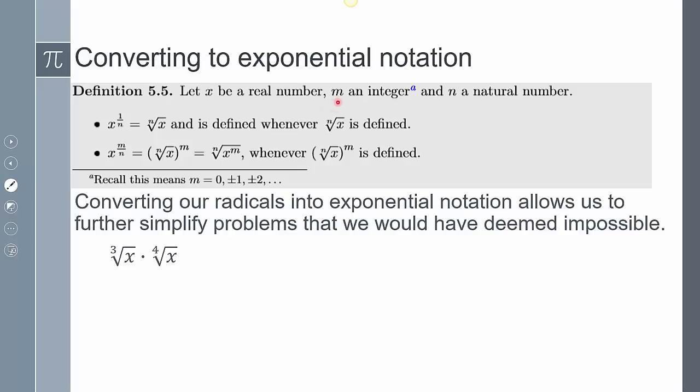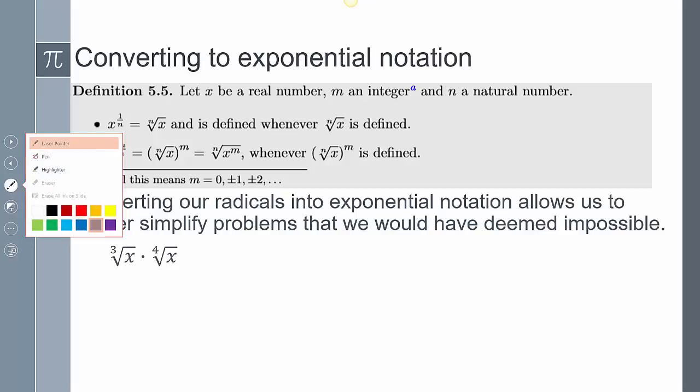And so if I let x be a real number and m an integer and n a natural number, then I could say that x to the 1 over n is the same as the nth root of x. The x to the m over n is the same as the nth root of x to the m power. Now, one thing that you just need to remember, whatever the exponent is, whatever you're dividing by, that's the root. Whatever your power is, whatever's on top or in the numerator, that becomes the actual power when you're trying to convert it into a root.